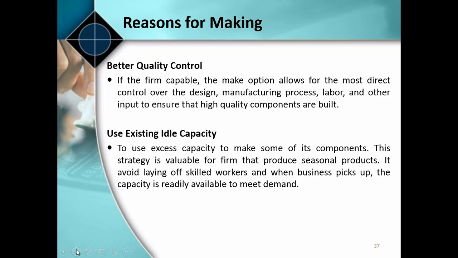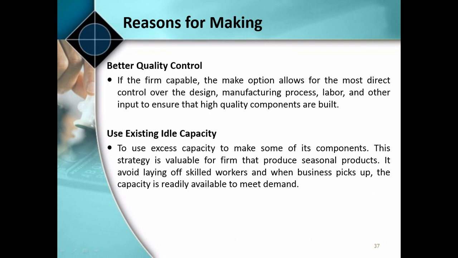Okay, so next reason for making better quality control. Okay, so dia kata if the firm capable, the main option allow for the most direct control over the design, manufacturing process, labor and other input to ensure that high quality components are built. Okay, so kat sini lah bila organisation itself are capable to make the product, dan dia ada manufacturing process, dia ada machine, dia ada teknologi, dia ada labor, pekerja, okay. So dia boleh buat sendiri. So kat situ dia boleh make sure produk dia adalah fulfill dia punya quality.